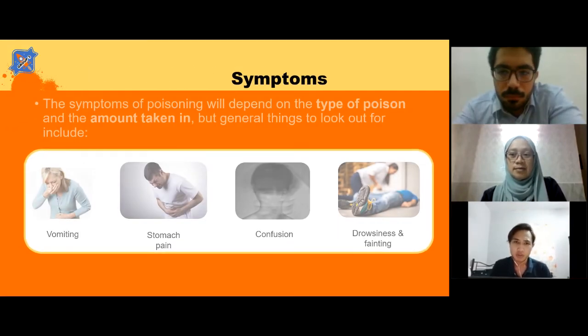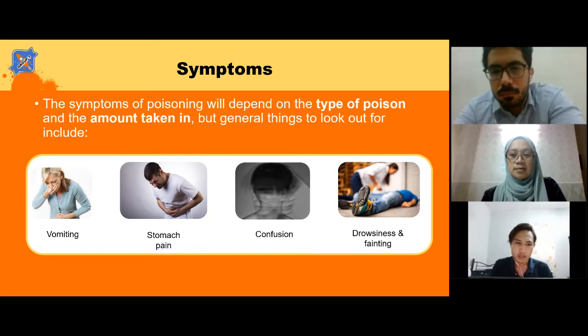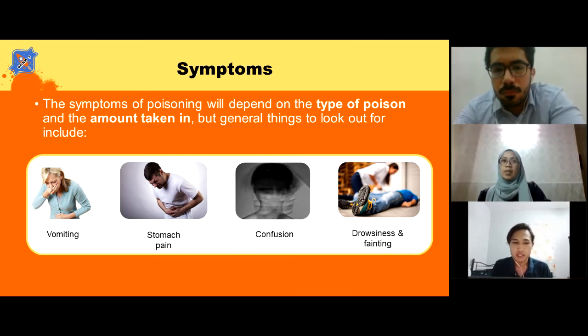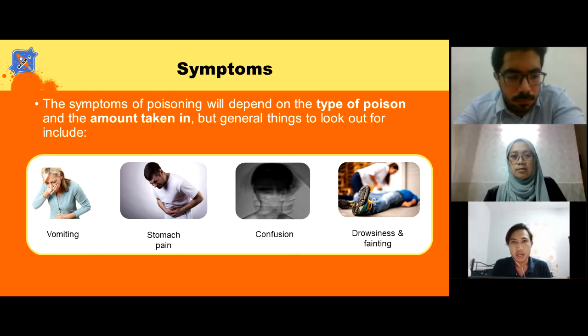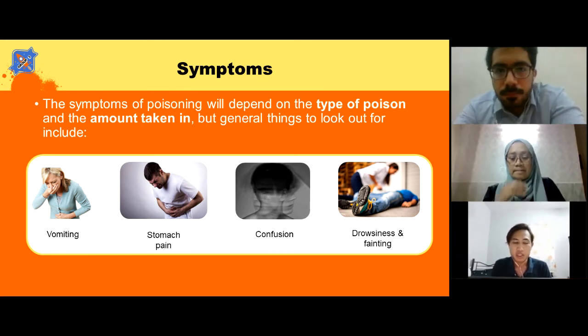There are many symptoms of the poisons, and the symptoms depend on the type of the poisons and the amount of poison taken in by the victim. But generally, there are things to look for, which first is vomiting, and next the victim can feel stomach pain, and then the victim can have confusion, and last but not least, they may have drowsiness and fainting.